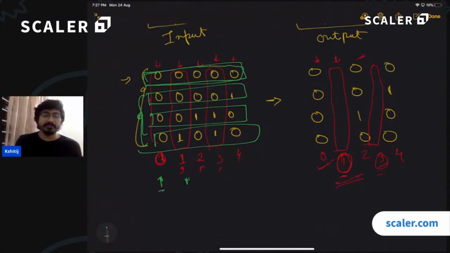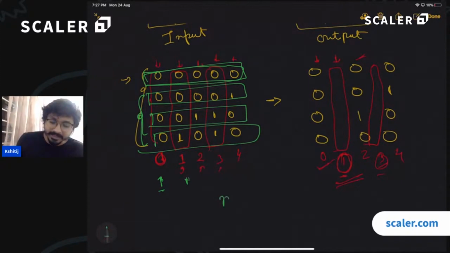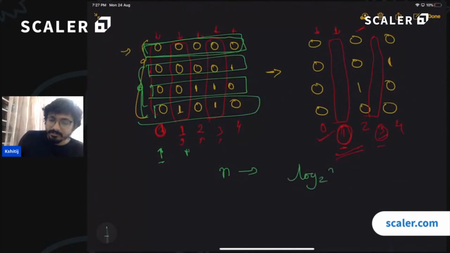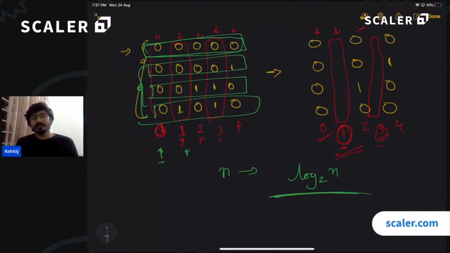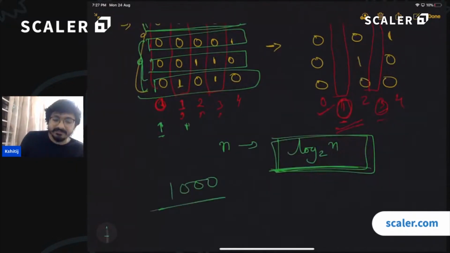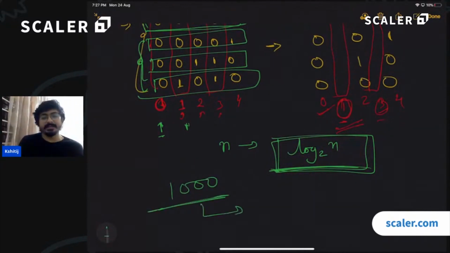How many bits do we require to represent a number n in binary? How many bits are required to represent a number n in binary? Exactly log base 2 n bits. So how many queries do we need to send now? We need to send exactly log base 2 n queries. Okay, if there are 1,000 slaves, how many queries do we need?